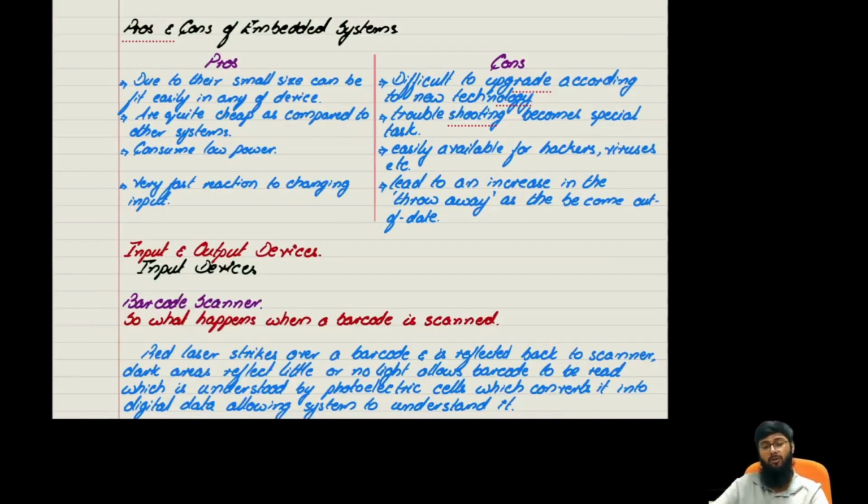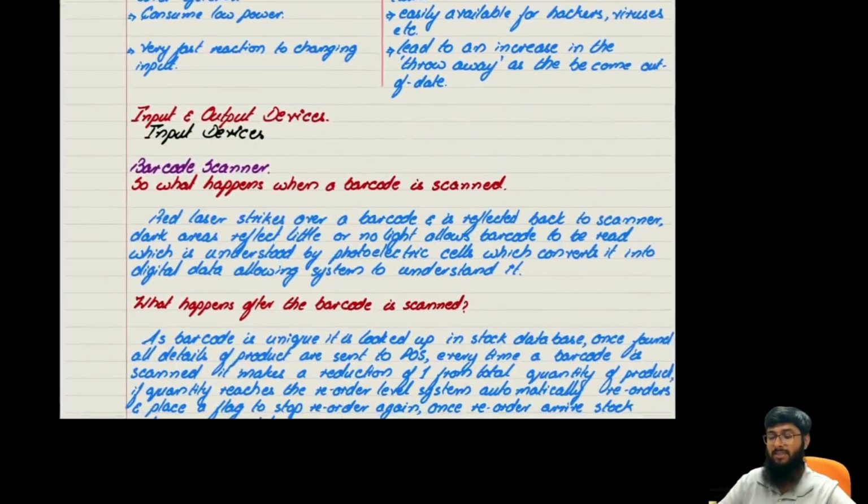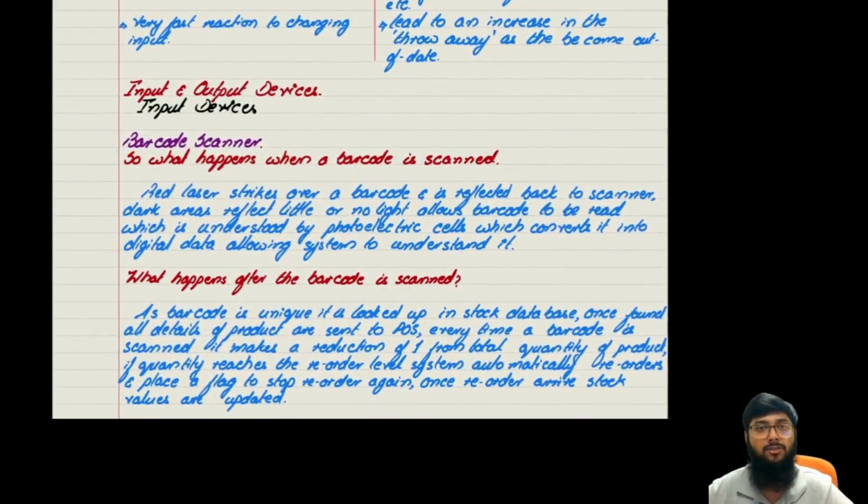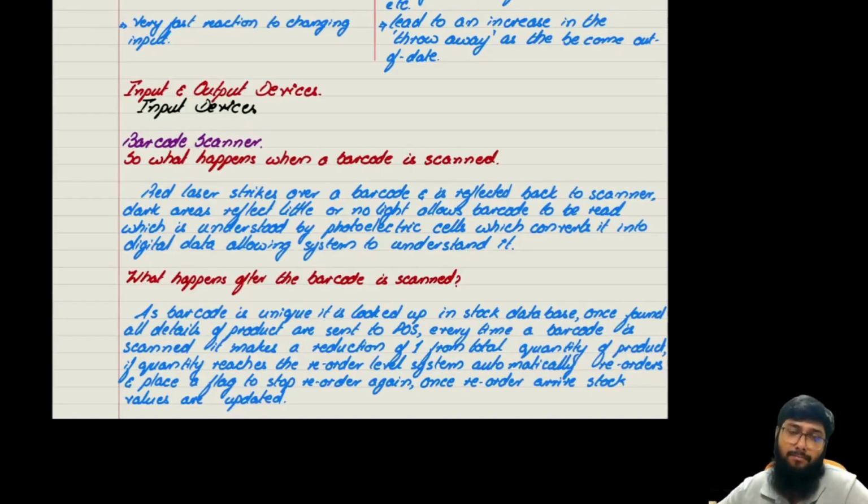Now we will be moving on towards the input devices. What are input devices? Obviously, they are the devices that are utilized to provide any sort of data, information, or instruction to your system. That is known as an input device. The first input device that we will be doing here is a barcode.